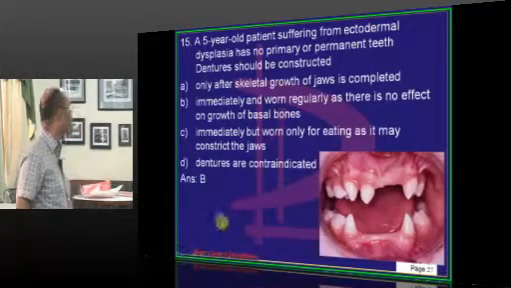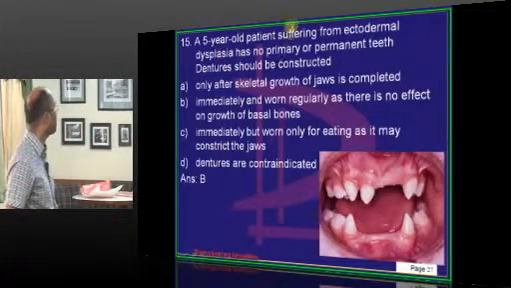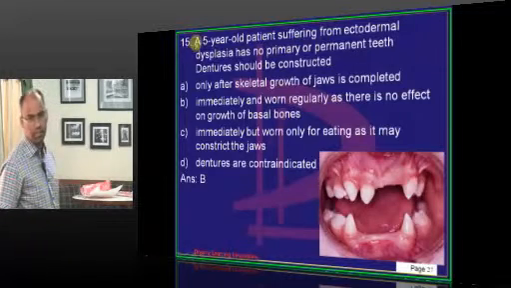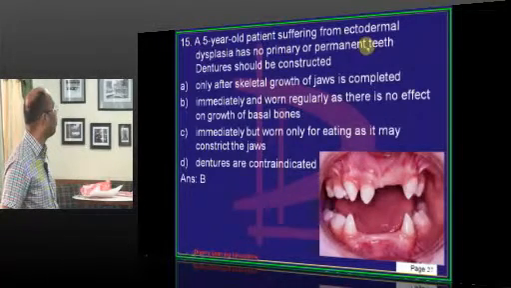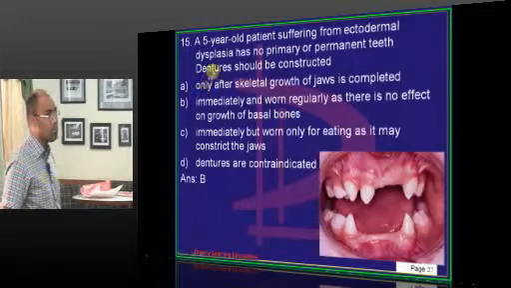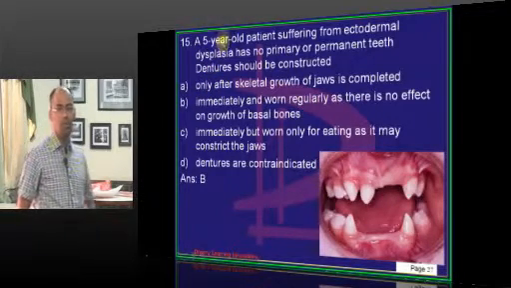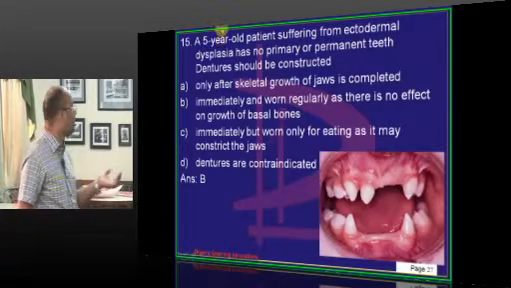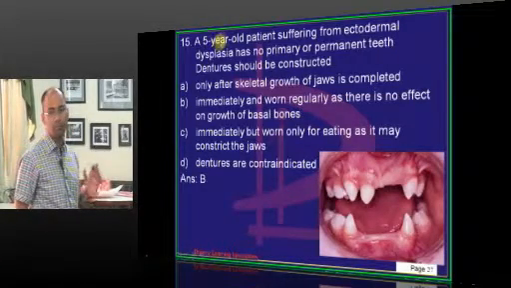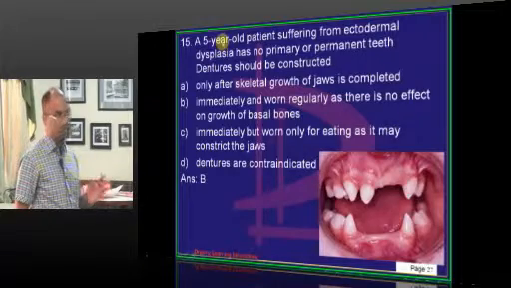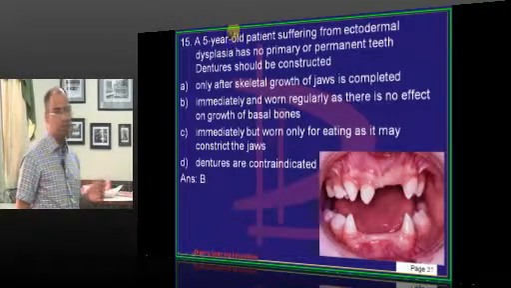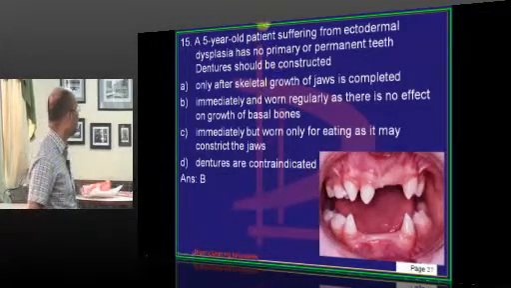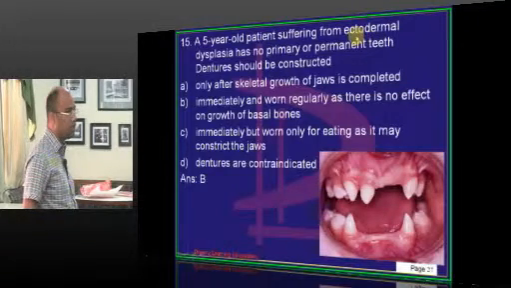A 5-year-old patient suffering from ectodermal dysplasia has no primary or permanent teeth. Normally in ectodermal dysplasia, you see all the structures from the ectodermal layer being affected. Like you hardly see any teeth. Maximum it will be complete anodontia or oligodontia. Few teeth might be present. Now in this condition, there are no primary or permanent teeth.